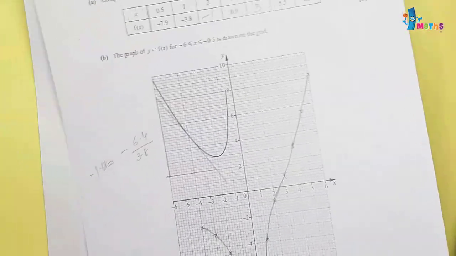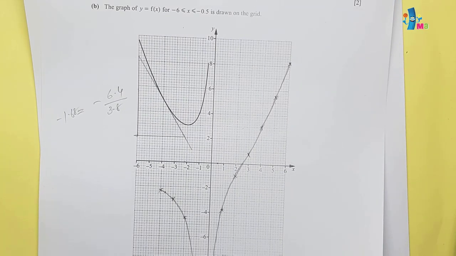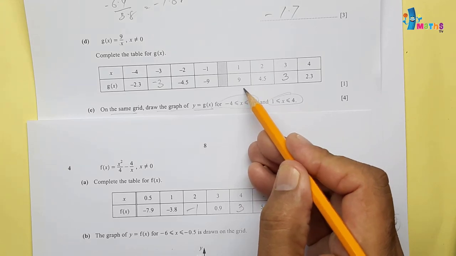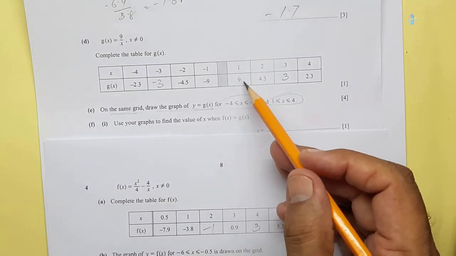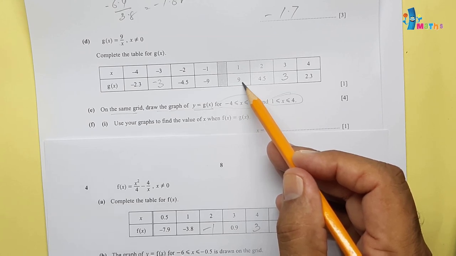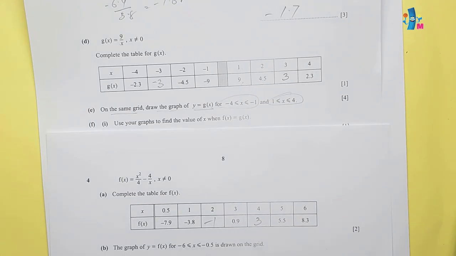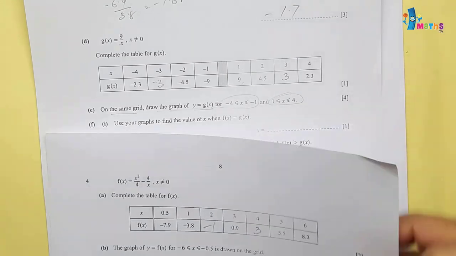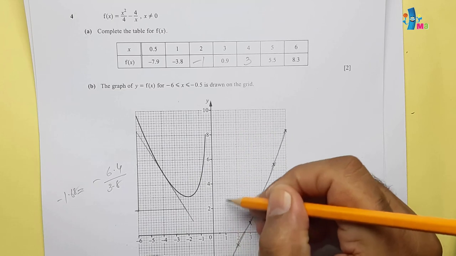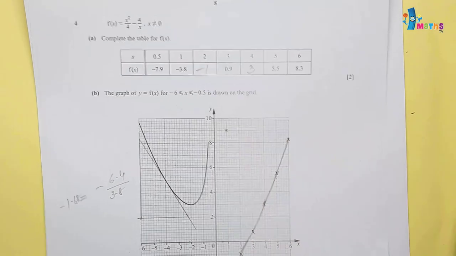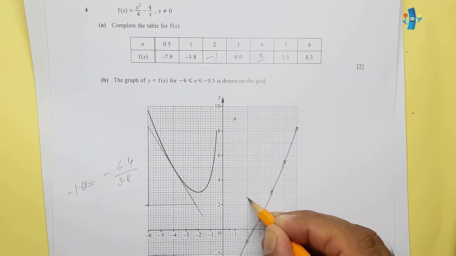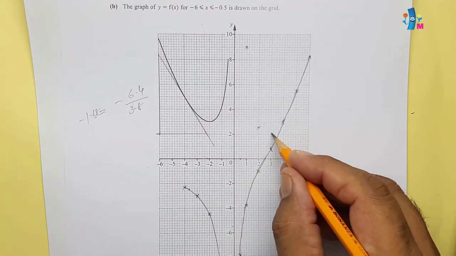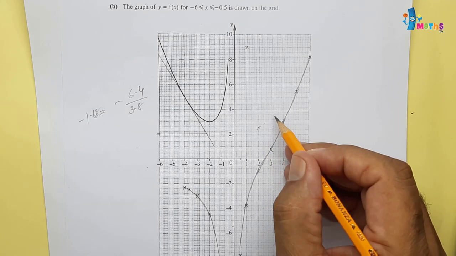So this is done. Now this other side, 1 and 9. So 1 is this one and it's basically 1 and 9. Okay, let us start plotting this one, 1 and 9. So 1 and 9 will be over here. The next point is 2 and 2.5, so 2 and 2.5 will be over here. Then 3 and 3, this one, 3 is over here.